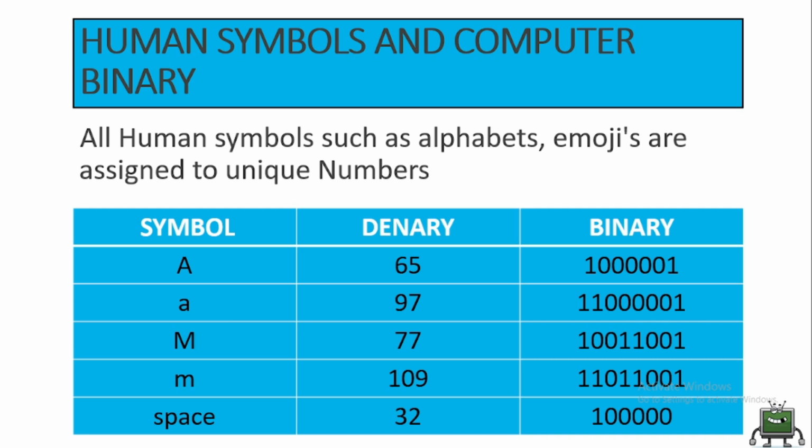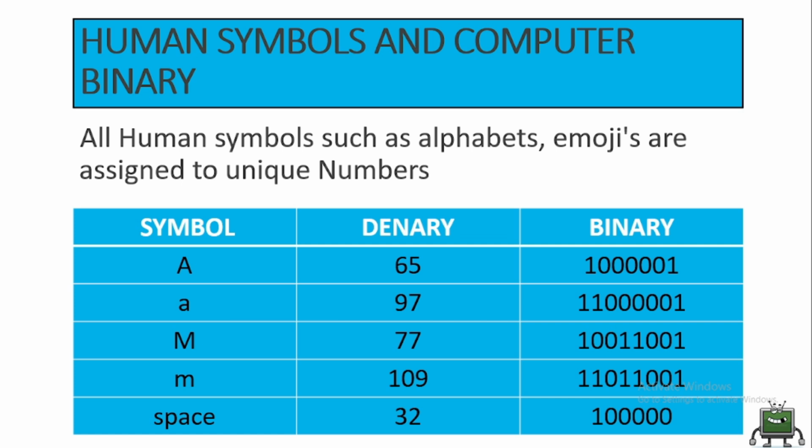So we have the symbol, the number that it has been assigned, and the binary representation of that number. We have capital letter A, which has been assigned 65, and the binary representation of 65 is 10000001. Then we have small letter a, which has been assigned 97, and its binary representation is 11000001. Then we have capital M, which has been assigned the number 77, and the binary representation of 77 is 10011001. Then small letter m has been assigned the number 109, and its binary representation is 11011001.